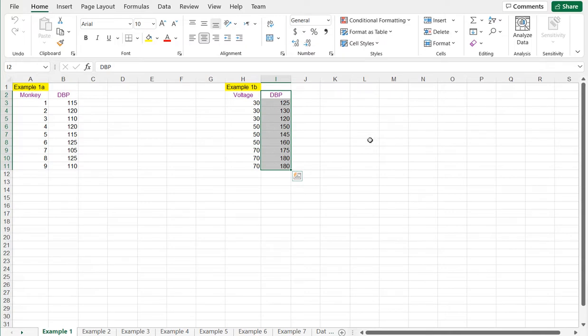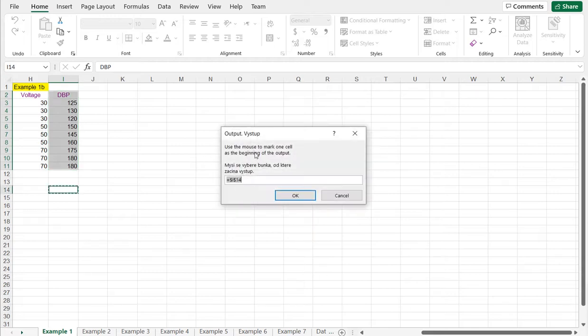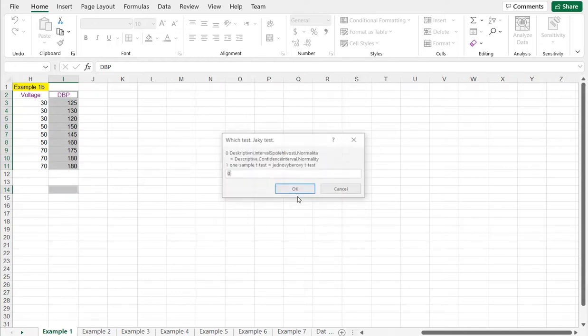And then you press, follow with me, Control-Shift-S, and it gives you here, okay, number of the row containing the header. This is the number of the row containing the header, so it's 2. Okay, that's good. Allow it. Then we use the mouse to mark one cell as the beginning of the output. This is basically where we want the output to be. Okay, that's a good place to put it. Sure, put the output. And I want a normality test.